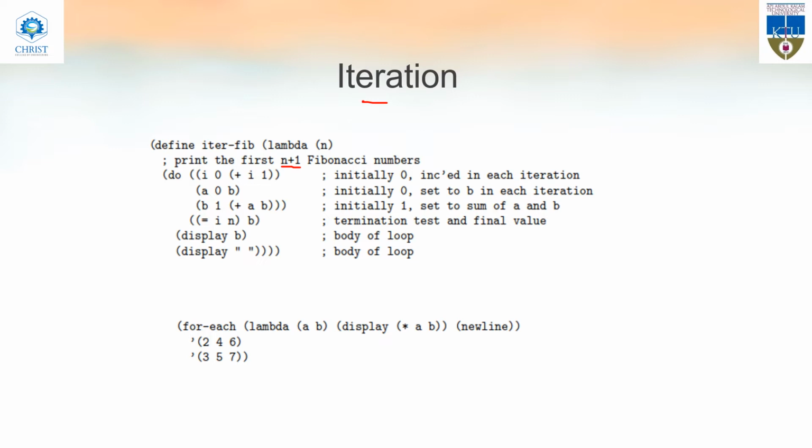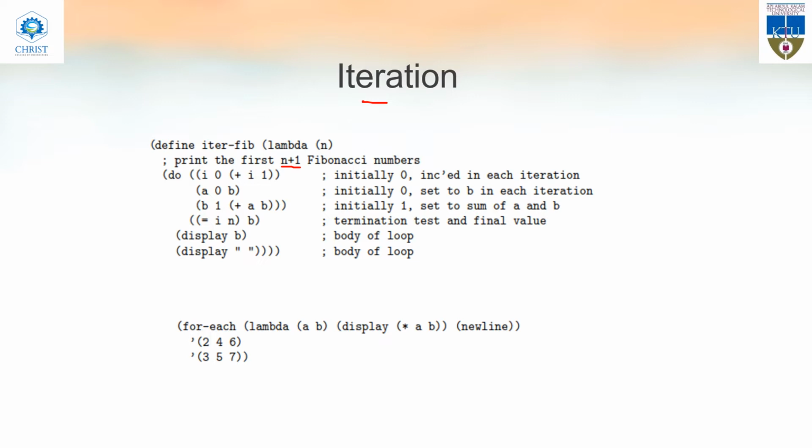Now we can see another one, that is for-each lambda A B display star A B. Here A and B are lists. For each element of A and each element of B, we multiply the corresponding elements, and we also give a new line. So A is the first list, 2 4 6, and B is the second list, 3 5 7.